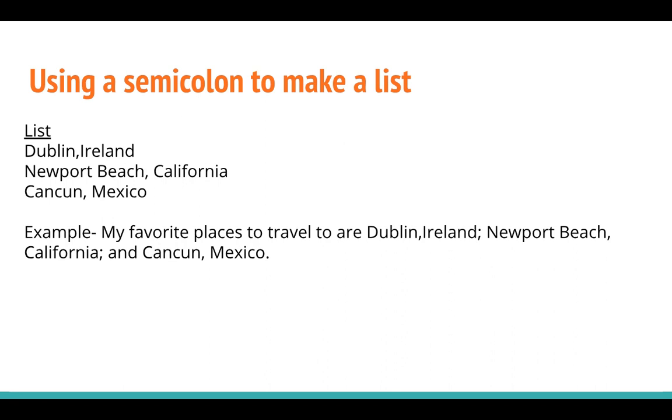So as you can see here, the semicolon helps the reader keep track of what items are grouped together. And when you're using a comma and a semicolon, after the comma, it provides additional detail of the items. So for example, Newport Beach is in California, Dublin is in Ireland.